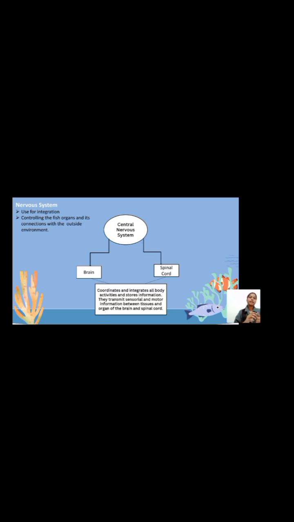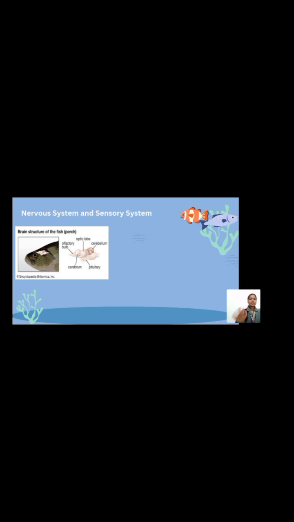So, what is the function of the brain and spinal cord? For the fish, the brain and spinal cord are used to coordinate and integrate all body activities and store information. They transmit sensory and motor information between the tissues and organs, the brain, and the spinal cord. Next, the nervous system. This is the brain structure of a fish.